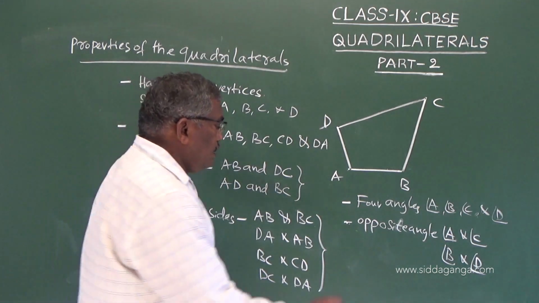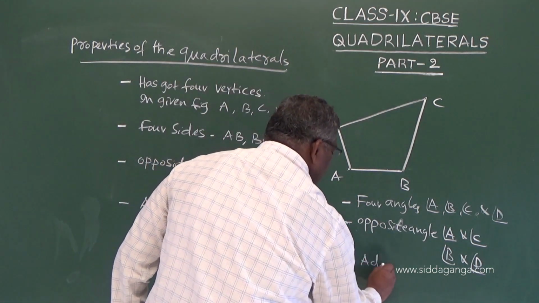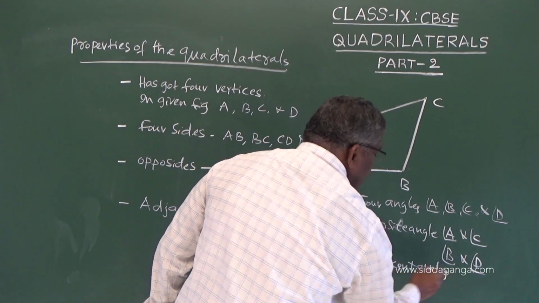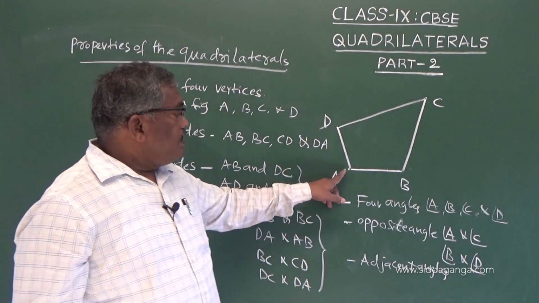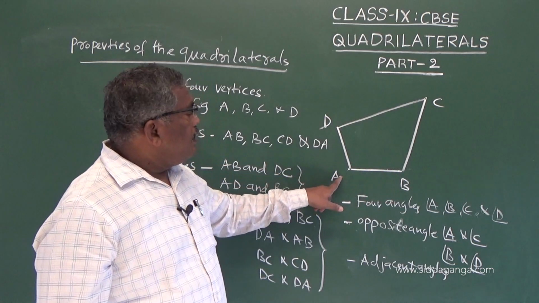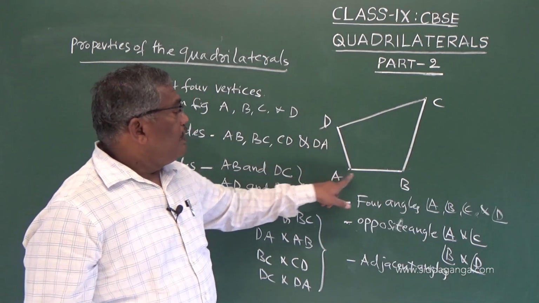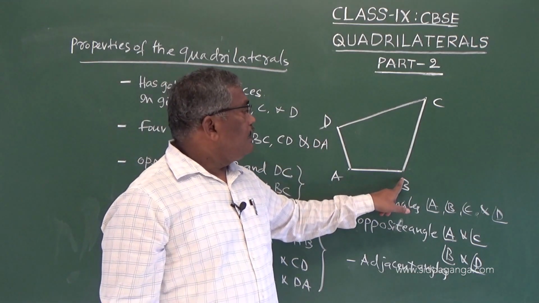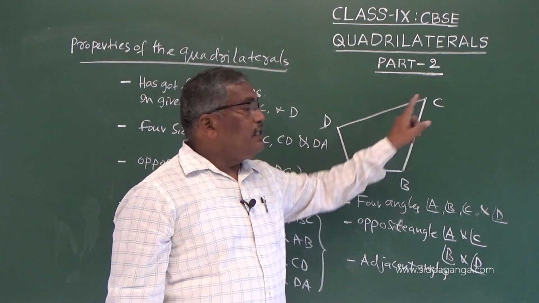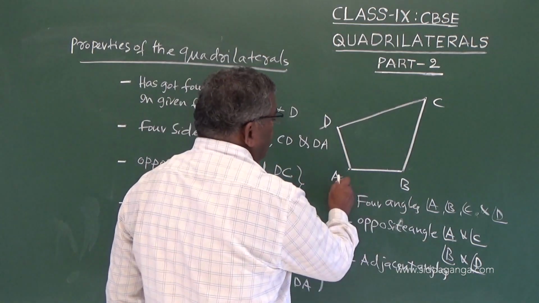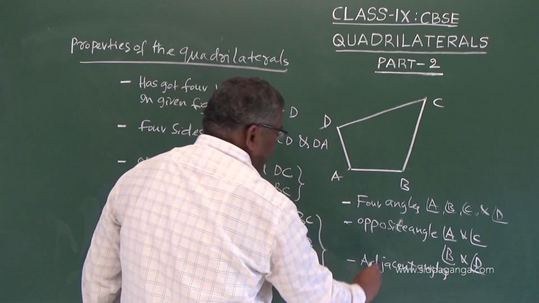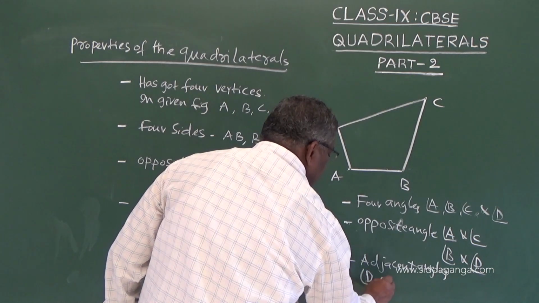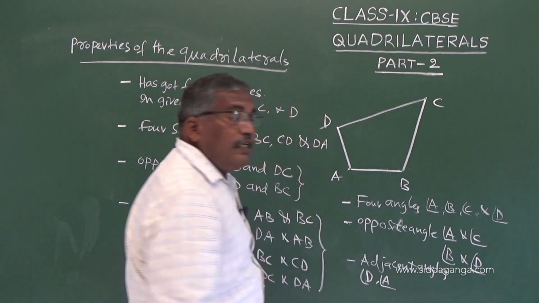Now similarly adjacent angles. So adjacent angles, adjacent to A is B or adjacent to A is D also. So therefore A and B, A and D are adjacent, angle B and angle C are adjacent. So likewise adjacent angles may be D and A, angle D, angle A are adjacent.